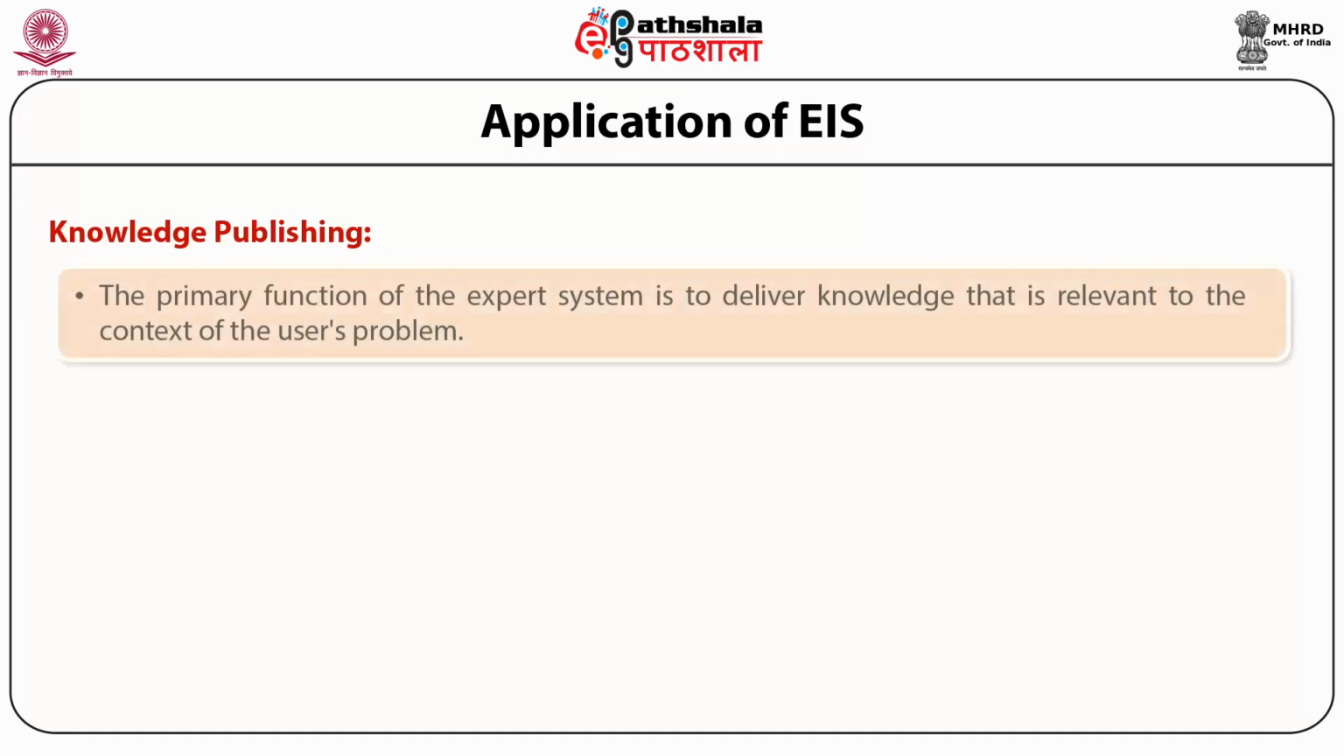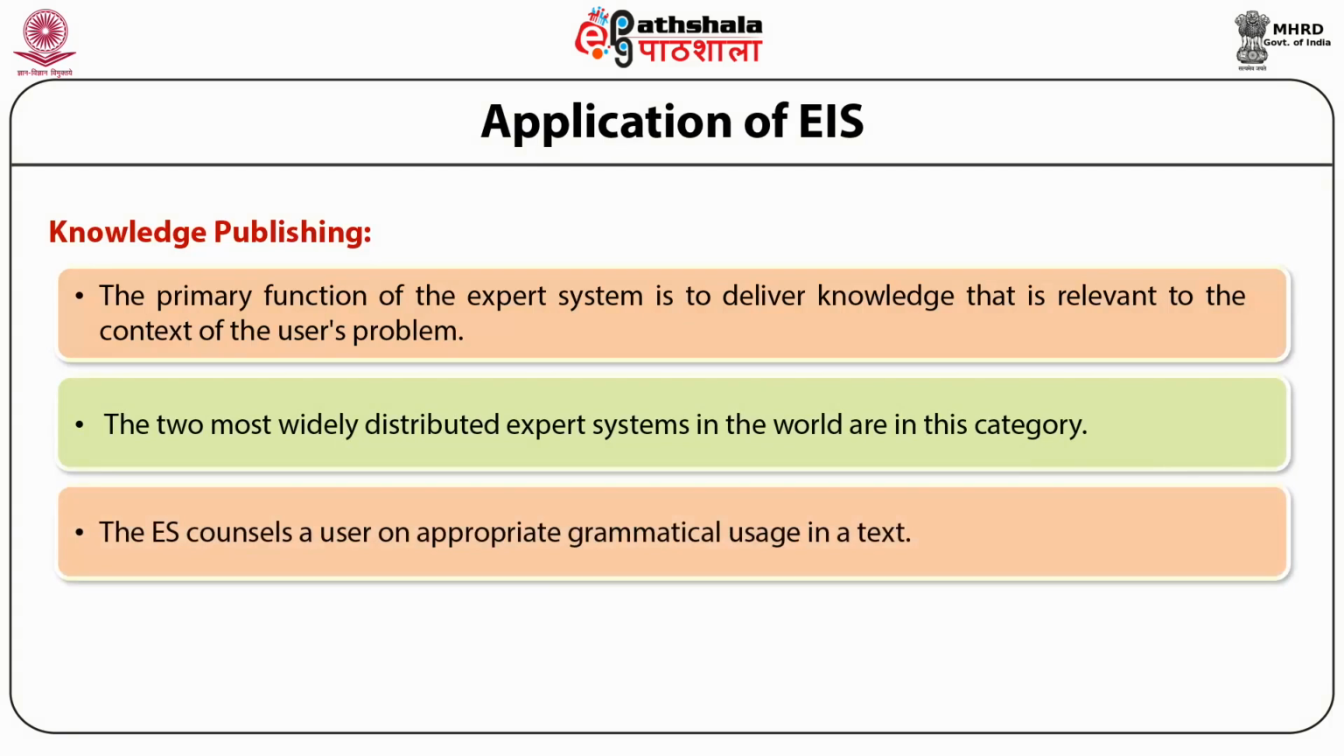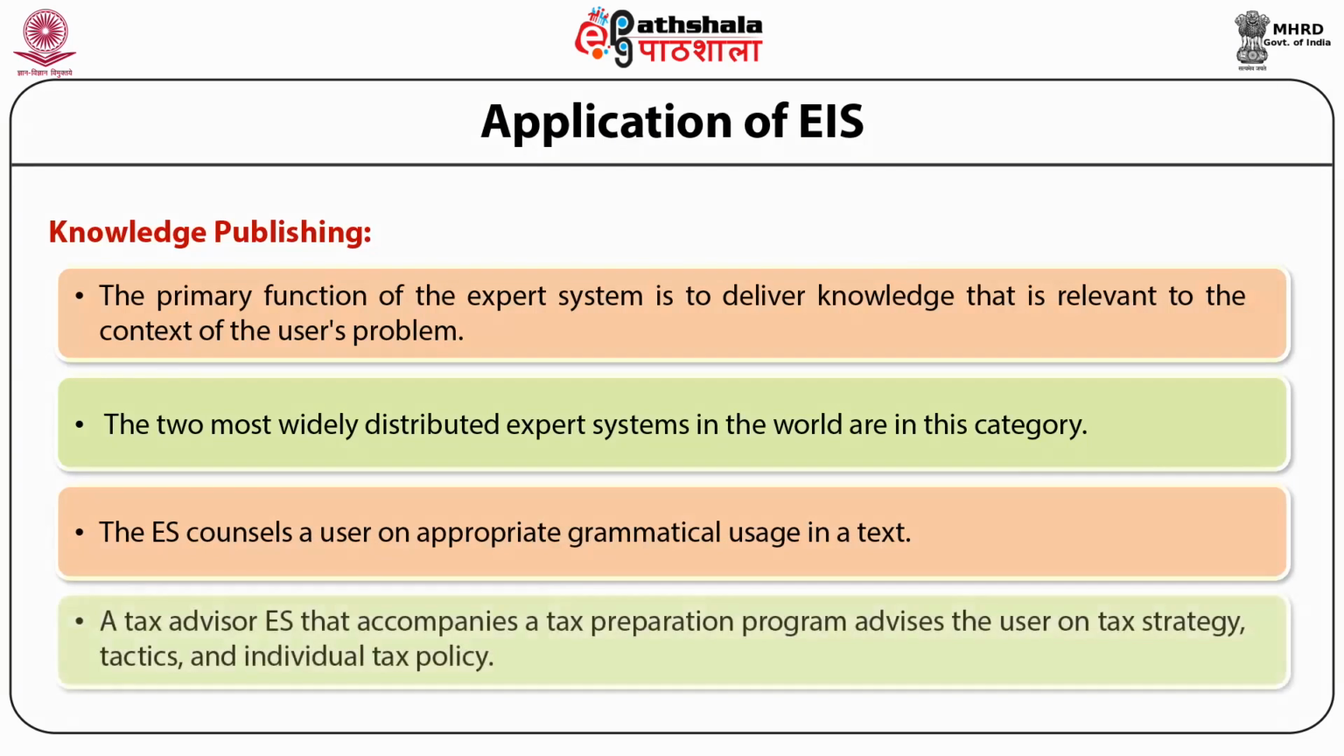Knowledge publishing. The primary focus of the expert system is to deliver knowledge that is relevant to the context of the user's problems. The two most widely distributed expert systems in the world are in this category. The expert system counsels a user on appropriate grammatical usage in a text. A tax advisor expert system accompanies a tax preparation program, advises the user on tax strategy, tactics, and individual tax policy.